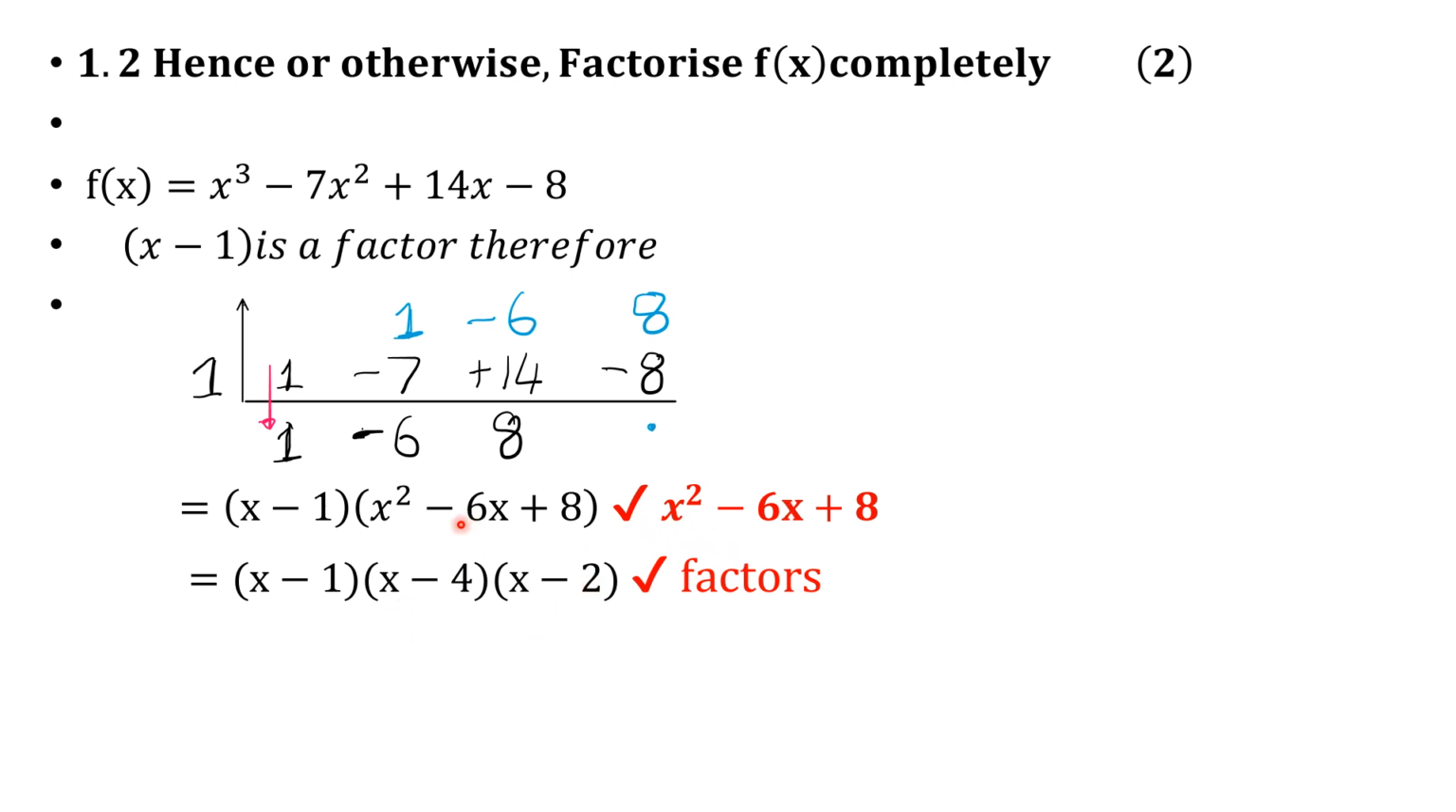So 1 mark for getting the quadratic, 1 mark for getting the factors. Hope you're together with me and you understand what I've done so far. Need to understand this process. I'm going to do it differently as we go along. Right, and I also factorize by inspection.